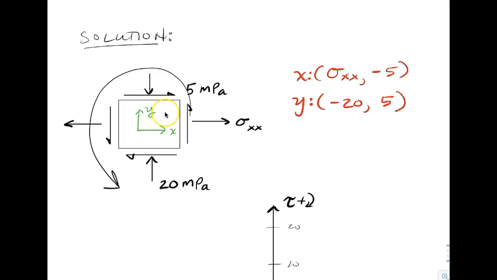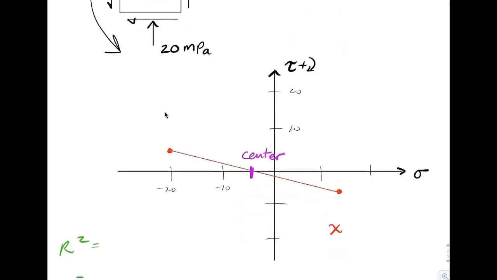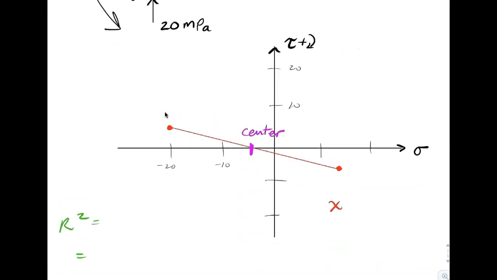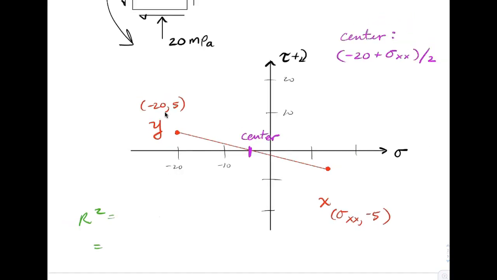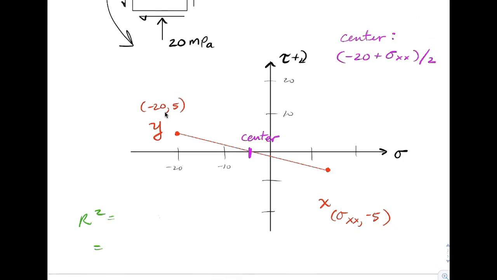So again, remembering that the X face is in tension, we'll go ahead and plot these 2 points. I'm going to label right next to them what their coordinates are. So the X point is at sigma XX, -5, the Y point -20 and 5. It's a little tricky, but we can calculate the center of the circle, and that center would be at the average normal stress. So it's going to be -20 plus sigma XX divided by 2. So I'll rewrite that as sigma XX over 2 minus 10.